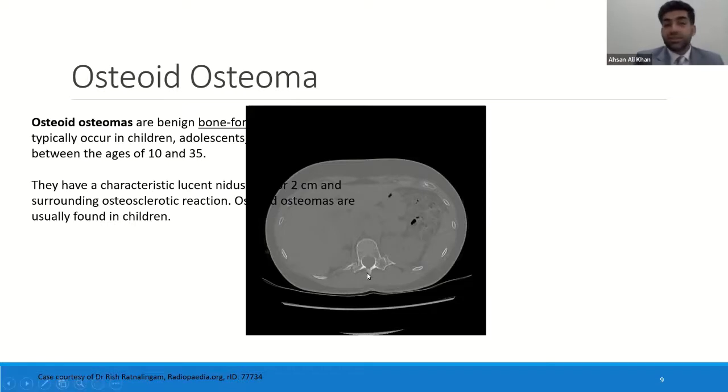But here the CT gives you this typical appearance of the osteoid osteoma. There is a characteristic lucent nidus here, and then there is a surrounding sclerotic lesion. Why is CT important? MRI can tell you cord compression.